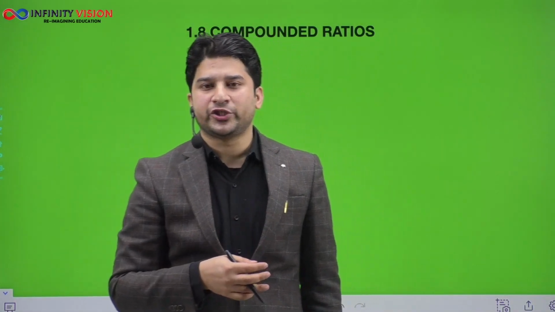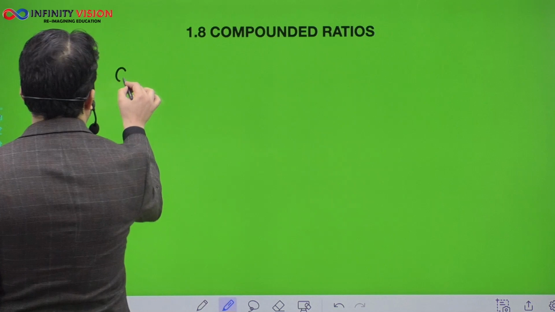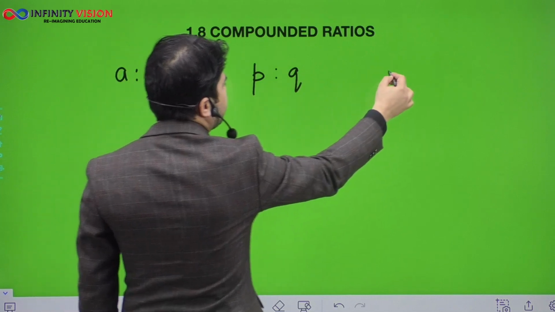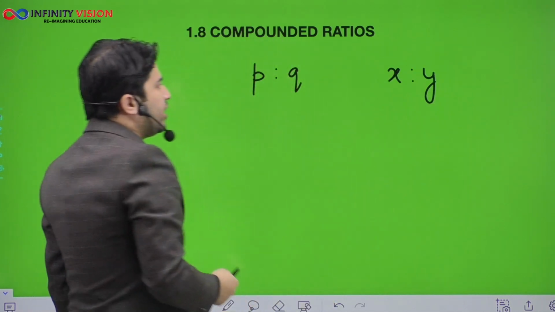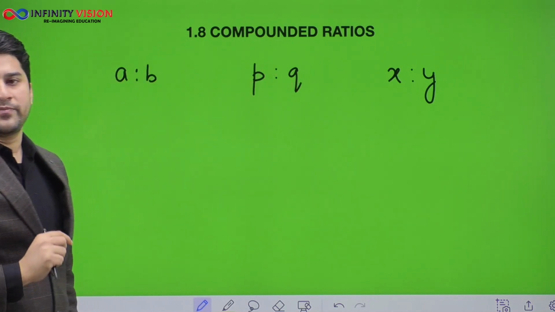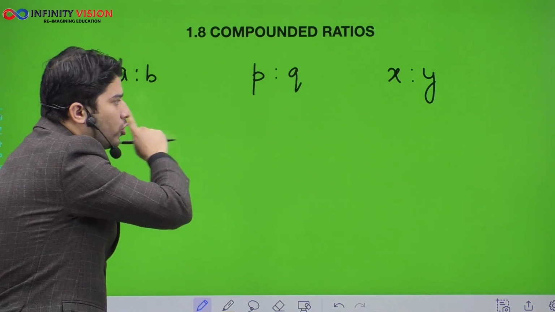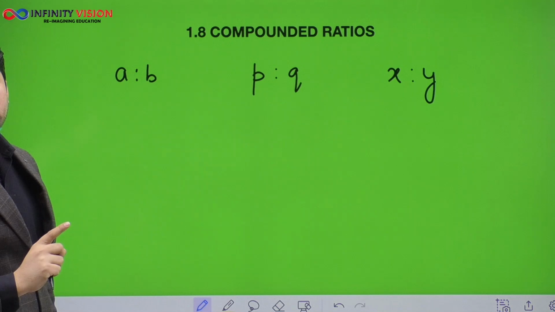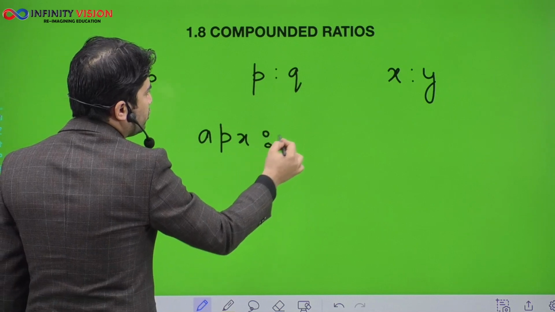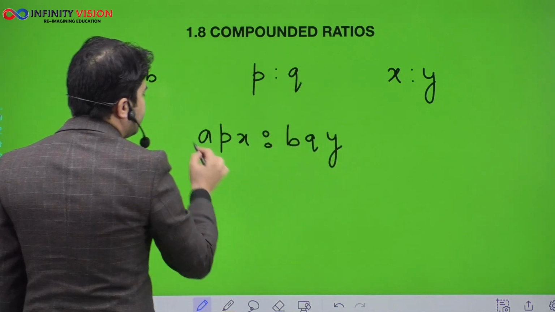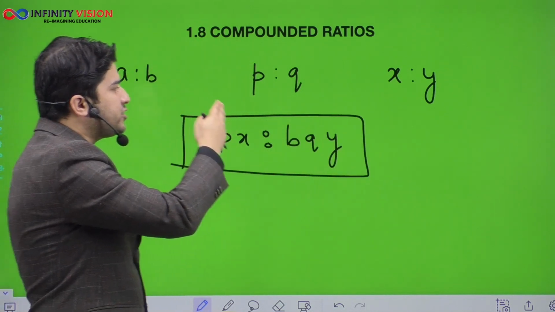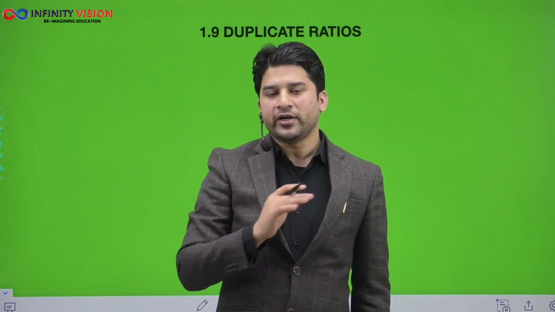What are compounded ratios? Let's say I give you three ratios. The first being A is to B, second being P is to Q, and third being X is to Y. Now, if you multiply the antecedents of all the ratios, and then multiply the consequents of all the ratios, you would be defining a new ratio, that is APX is to BQY, and this ratio is called the compounded ratio of A is to B, P is to Q, and X is to Y.